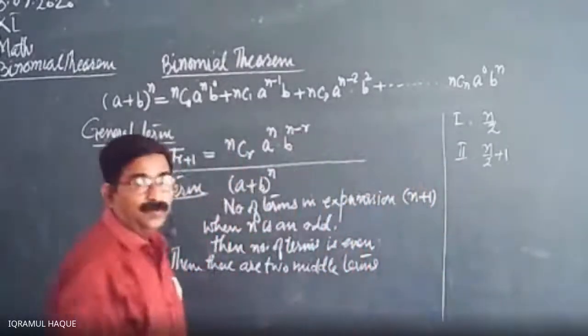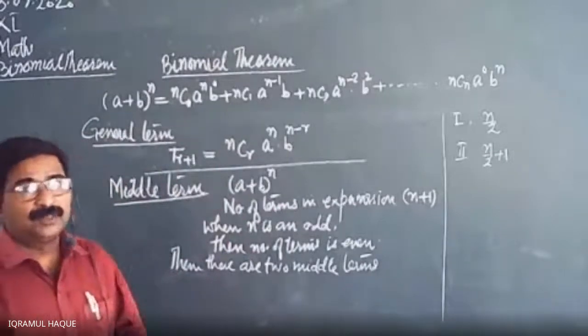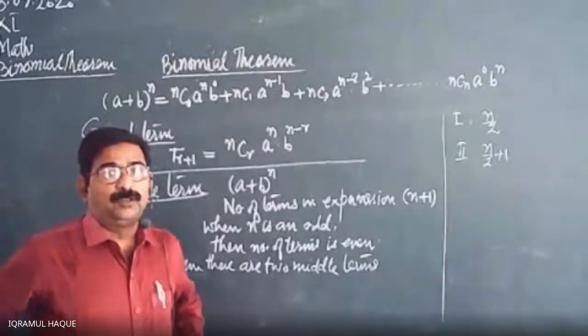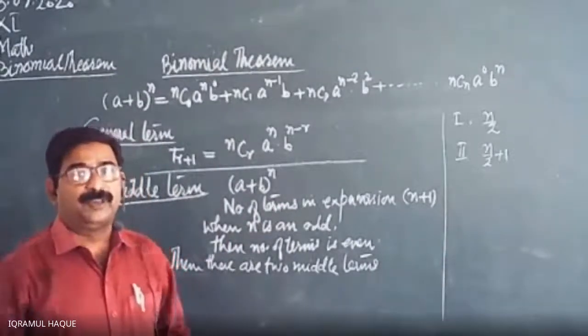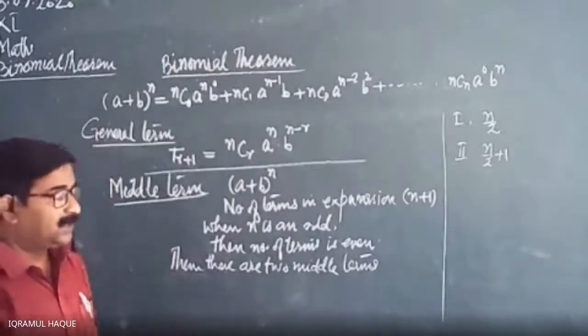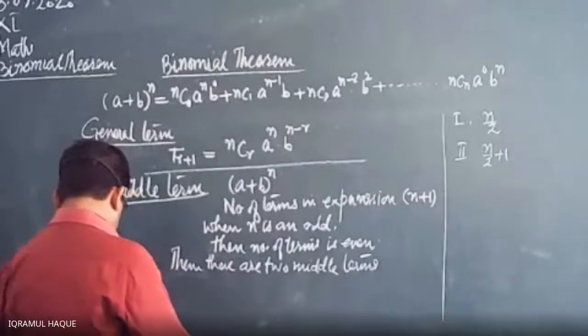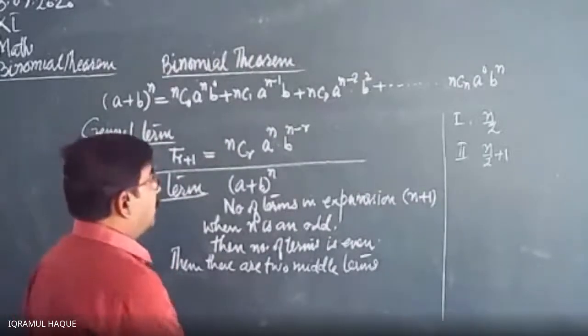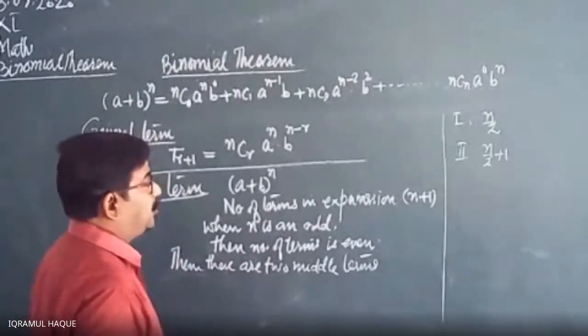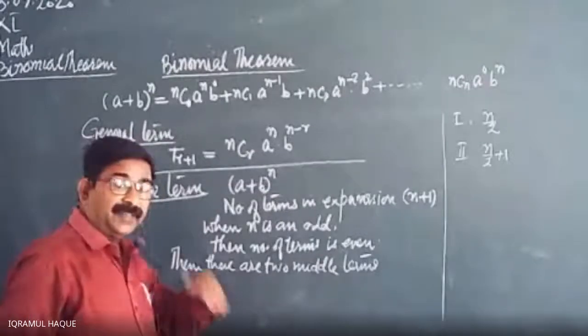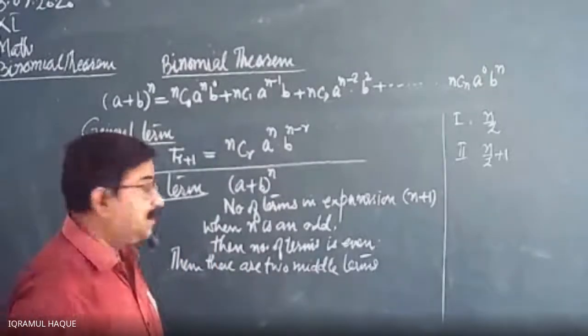Here n by 2 means, whatever the number of terms, suppose the number of terms is 12. So the first middle term is 12 by 2, that is the 6th term, and the second middle term is the next term. All right.